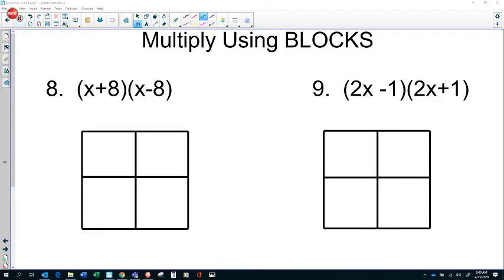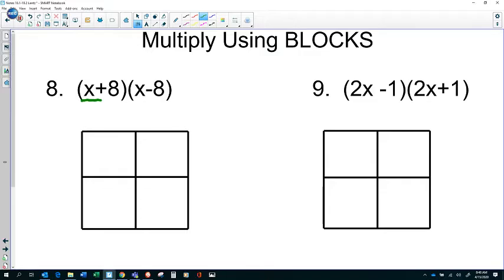Now I'm going to show you a third way to multiply polynomials using what I call blocks. I wouldn't normally do this using a binomial times a binomial. But it does get helpful when you start multiplying trinomials together, or a binomial times a trinomial, which we'll do next. But I want to show you this for simplistic reasons.